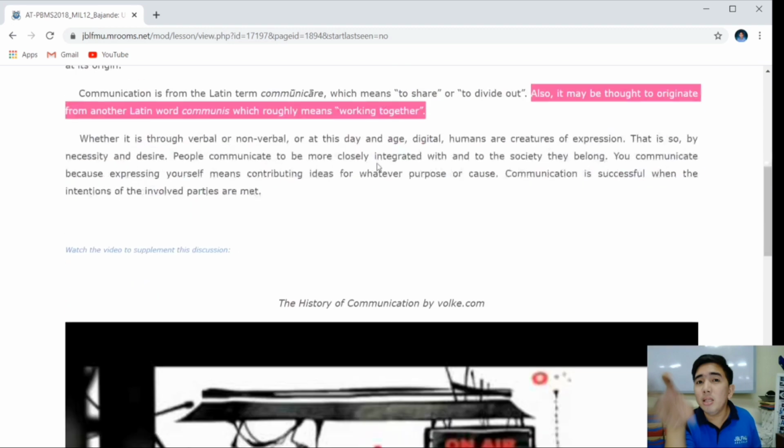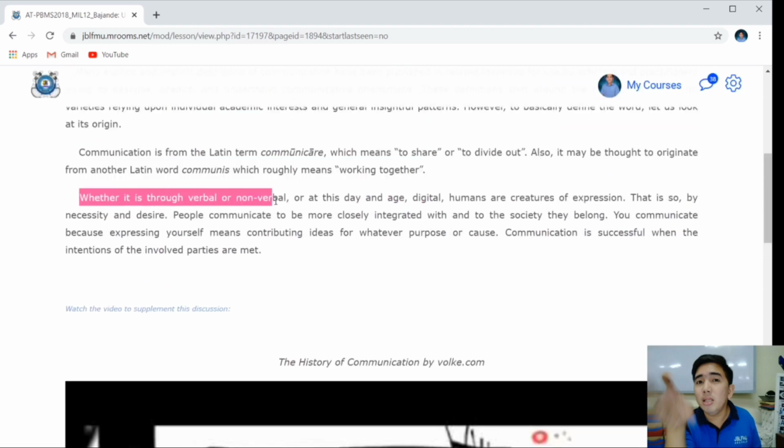Next, whether it is through verbal or non-verbal, as I've said before, we define communication as verbal and non-verbal.